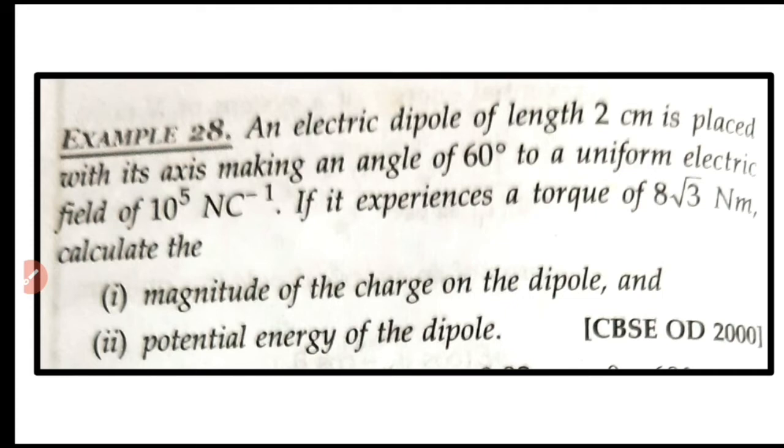So this question is very simple. We know the expression for potential energy, we know the expression for torque, we know the expression for dipole moment, everything we know. And from the known data we are asked to find the magnitude of charge and potential energy of the dipole. So first of all, the torque is given.